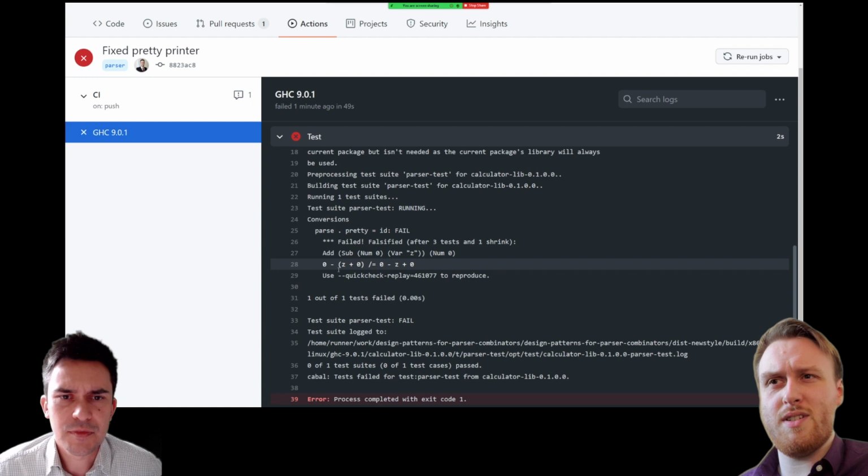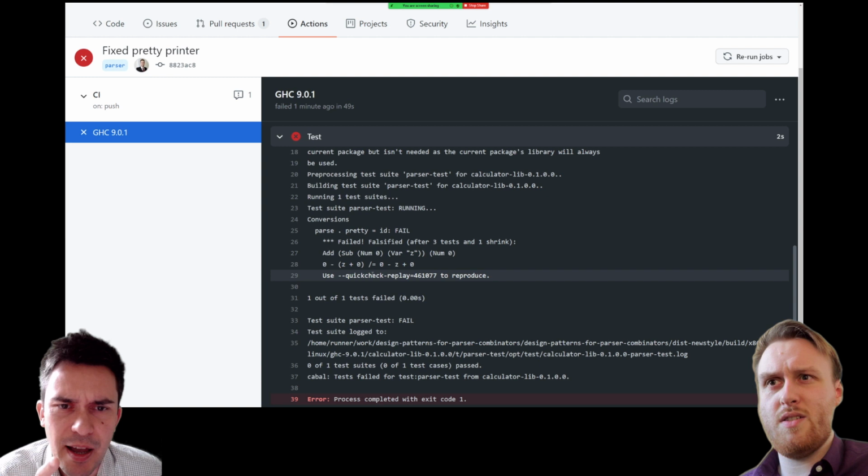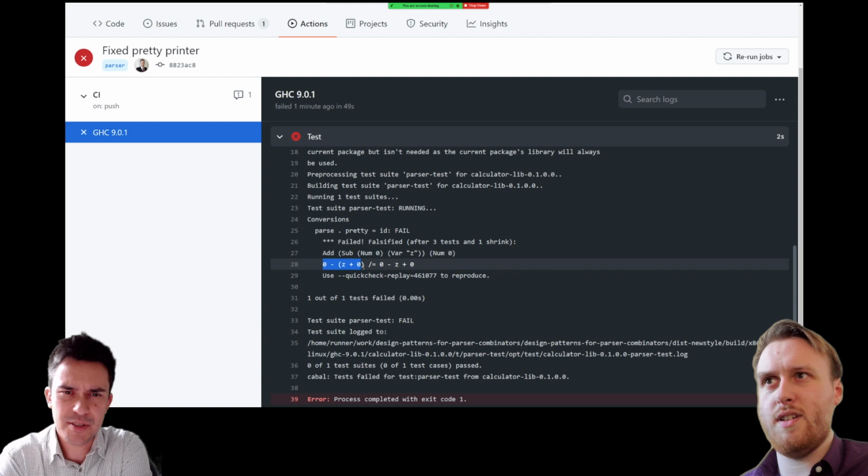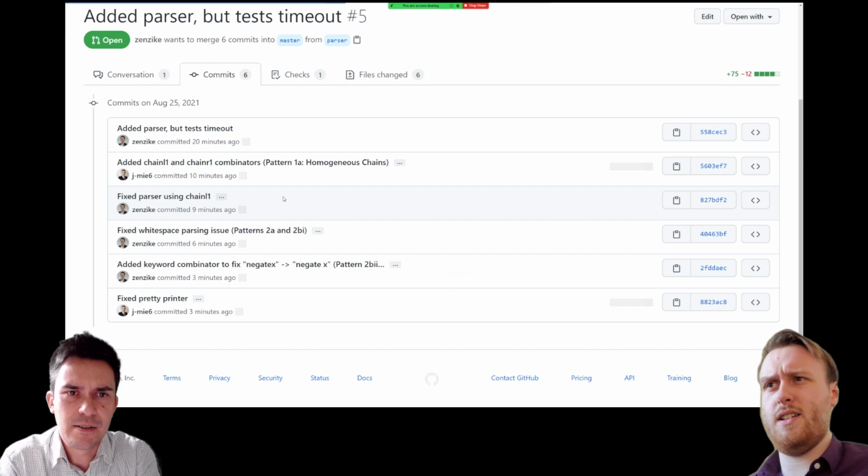Hang on. In fact, yeah, it just looks like things have been switched. So the data constructors up there say add sub num 0 var 2. So I guess that would mean it's a left associative value. Yeah, it should be. Oh, but then the output is right associative. Okay, so our parser is somehow doing it right associatively when it should be left. That's very strange. We did fix that, right? I thought so. Let's have a look at it.